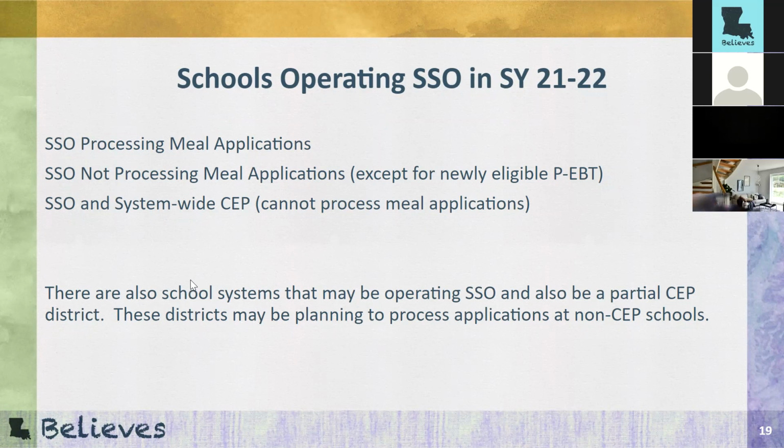And in this group, you can't process meal applications. The requirement under CEP is that you would not process meal applications, so you may fit into this bottom category. And then there are those complicated districts that may be operating Seamless Summer and also be partially CEP, and you may be processing applications just at those non-CEP schools. So there's that other group where we have to think about how we're going to construct letters, because that information needs to be clear and concise. Families get confused fairly easily when you've got a district where some schools are CEP and some schools are not.